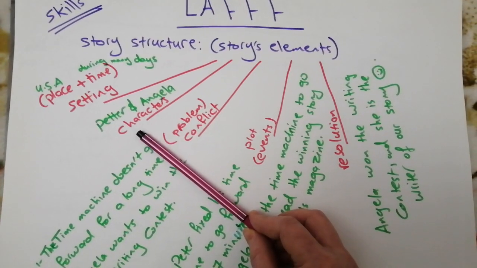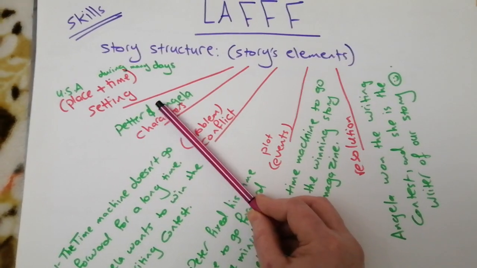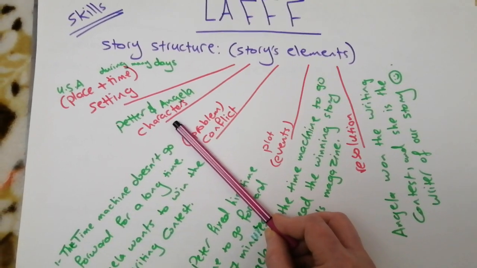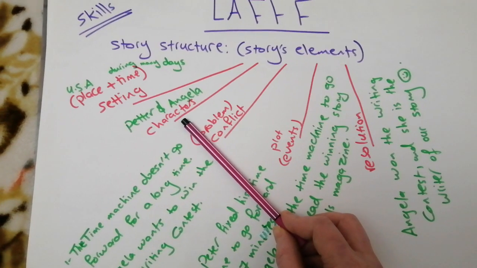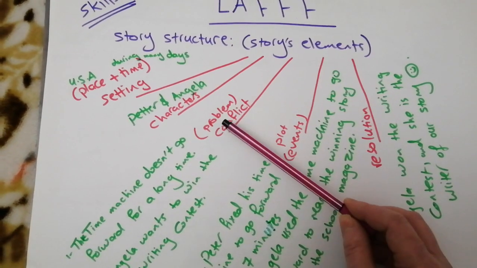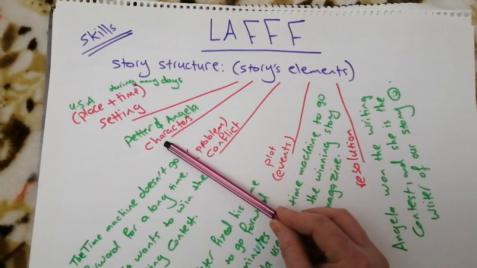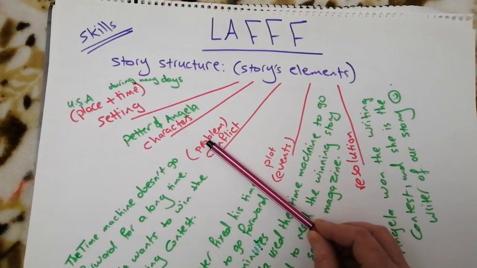Now, who are the characters? We have main characters. Of course, we have Peter and Angela, and the minor characters like the kids in the neighborhood, the students, and the principal. Now, the conflict, which is the problem that the main characters are facing.